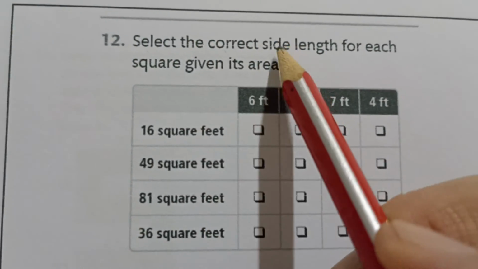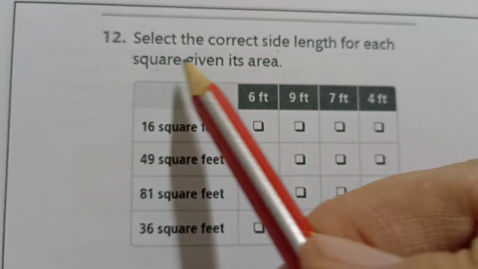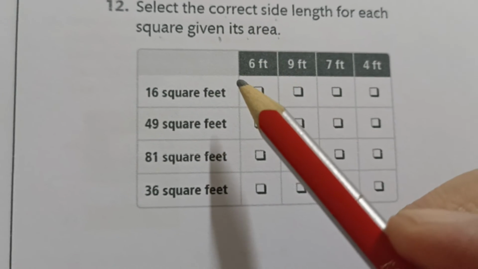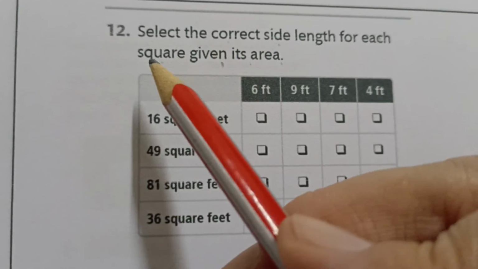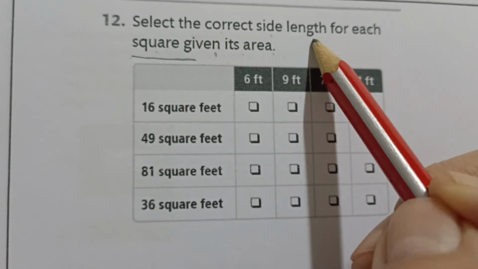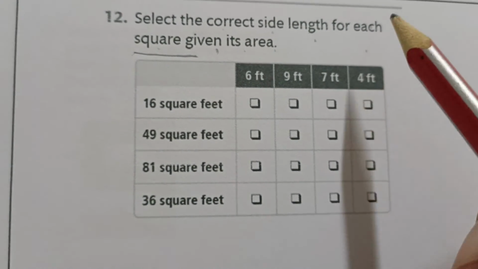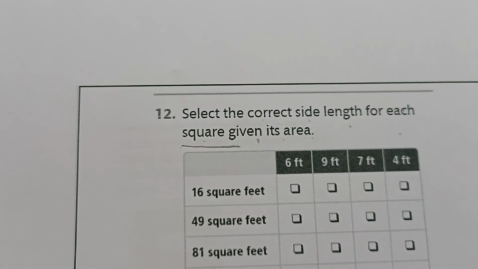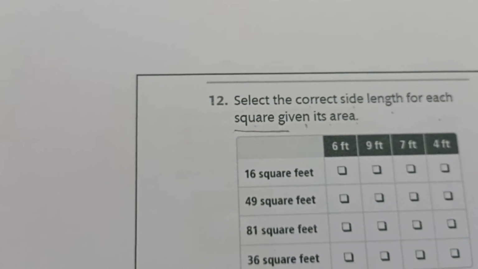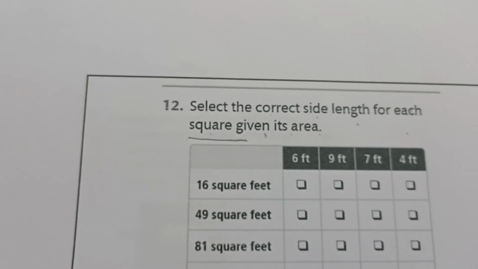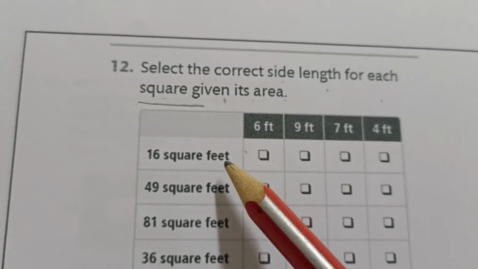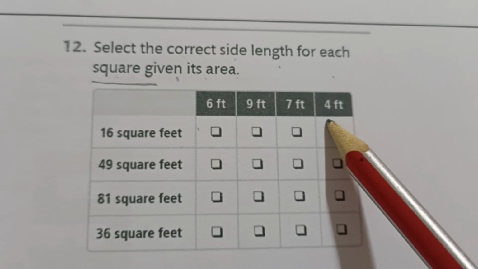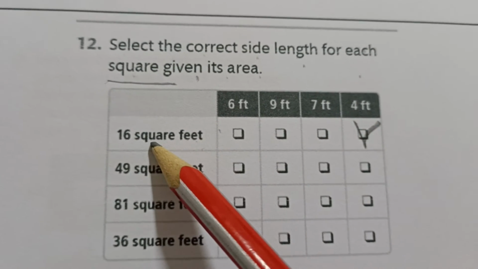Select the correct side length for each square given its area. Okay. So, again, you know that square is one side by another side, but those sides are equal, yes? So, for example, if you see 16 square feet, 16 square feet is going to be number by number. What number by number gives you 16? Number 4. If you multiply 4 times 4, it gives you 16.